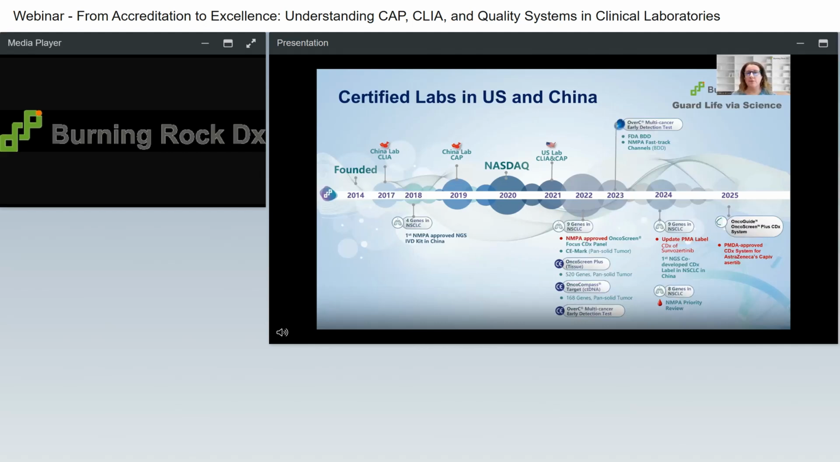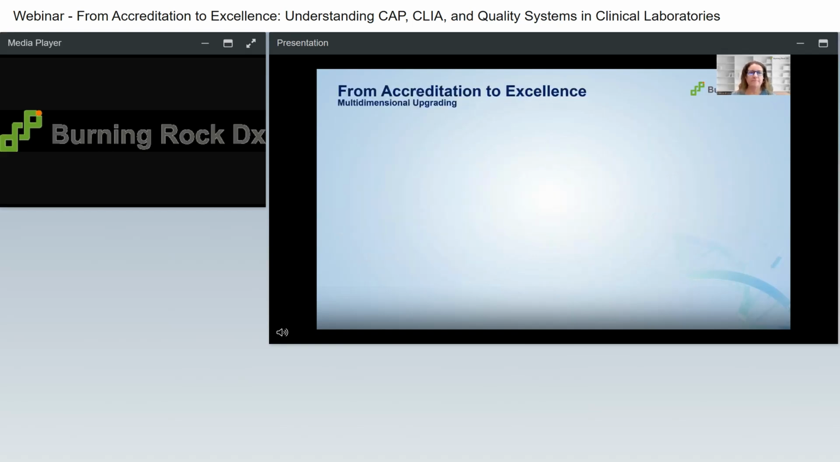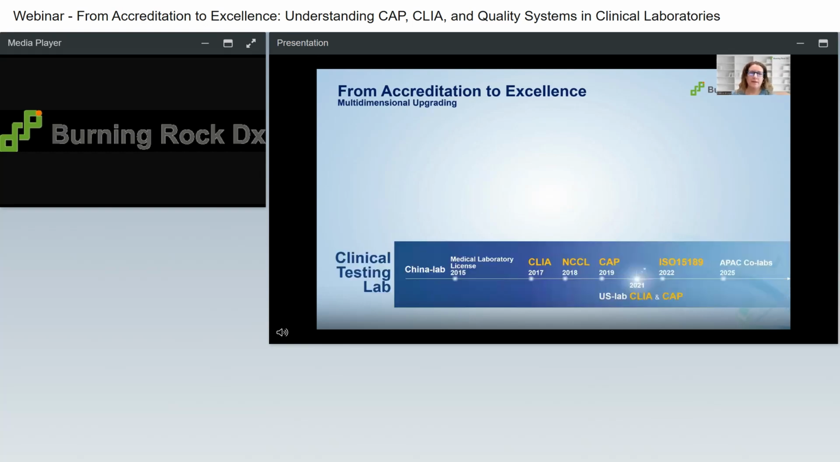So Burning Rock has two labs. The first one is in Guangzhou, China, and the second one is in the United States in Irvine, California. Our lab was opened in 2014 in Guangzhou. In 2017, we received our CLIA accreditation and CAP in 2019. In 2021, the US lab was able to achieve both CLIA and CAP accreditation. We also fulfilled the ISO 15189 quality standards in 2022.